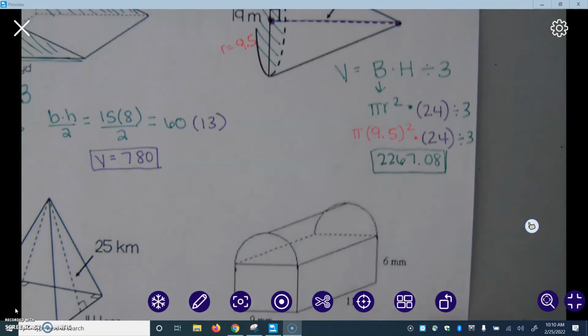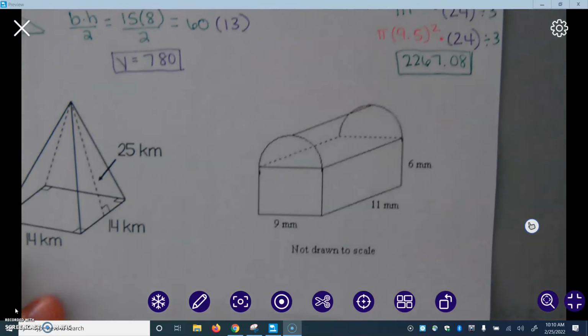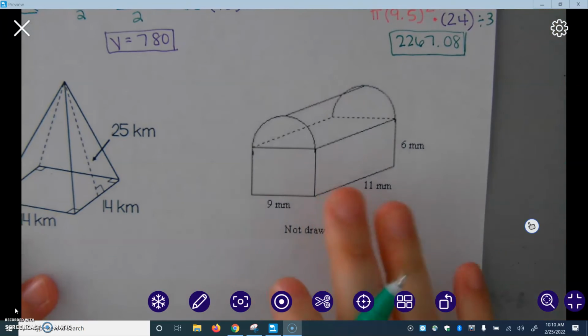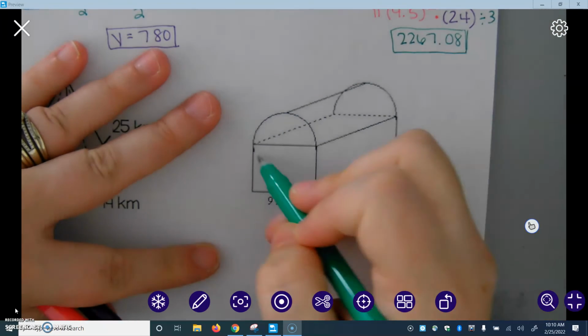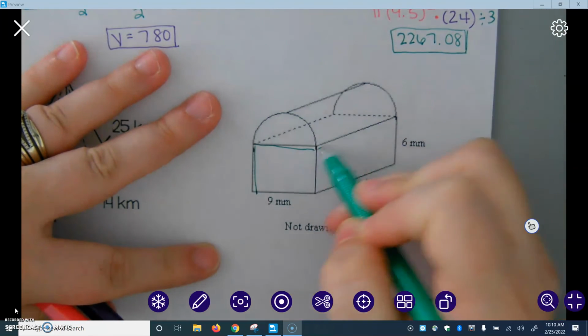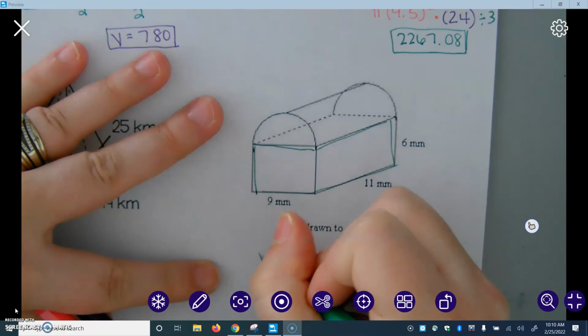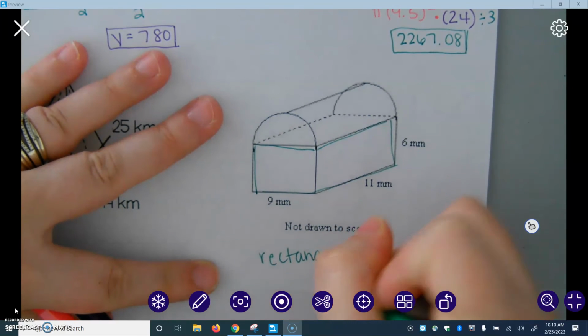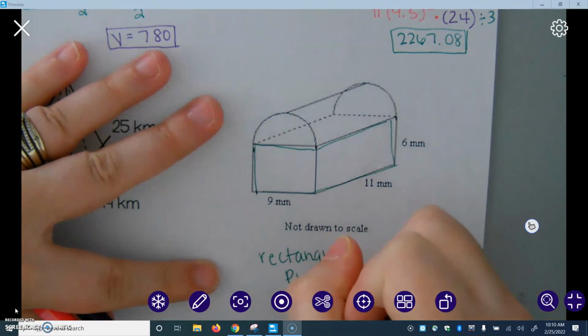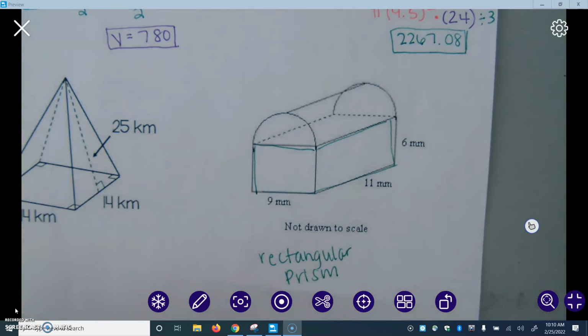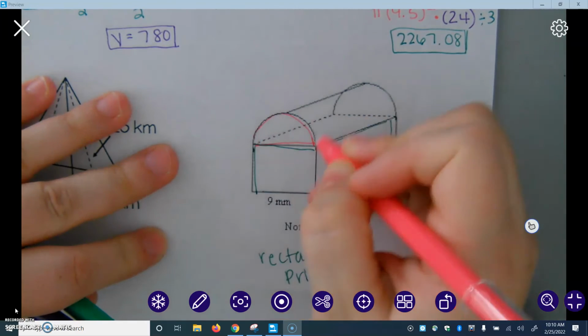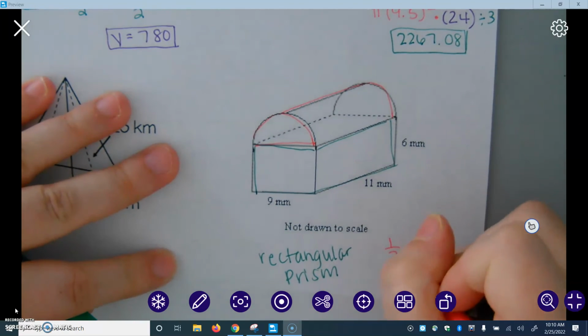All right, and I think we only have time for one more, so let's do this one down here. So what shapes do you see in this picture? I see a rectangular prism on the bottom. And I see half of a cylinder on top.